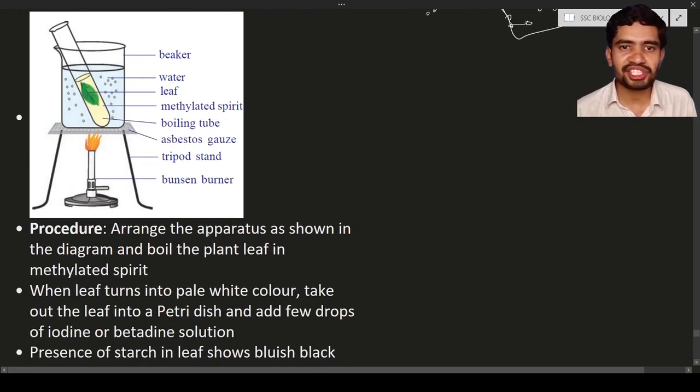We have to arrange the apparatus as shown in the diagram and boil the plant leaf in methylated spirit. First, take the tripod stand. On the tripod stand, put a beaker containing water, and also put one boiling test tube. Inside the boiling test tube, there should be methylated spirit. What is methylated spirit? It is an alcohol containing methyl groups.